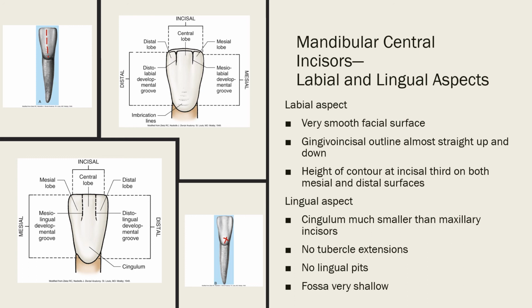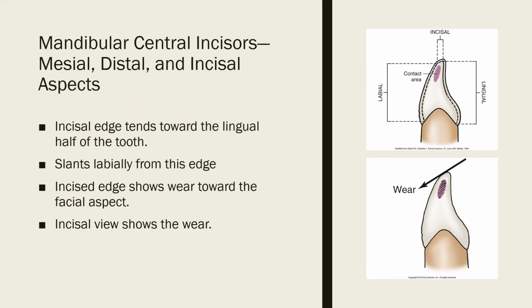All right. So I just want to go back to the height of contour at the incisal third. I just want you to know that that is the height of contour when you're looking at the labial aspect. Okay. Then when we're looking at the incisal edge, it does tend towards the lingual half of the tooth. So you can see this incisal edge here is just a little more on the lingual than it is on the labial. It does slant labially from this edge.